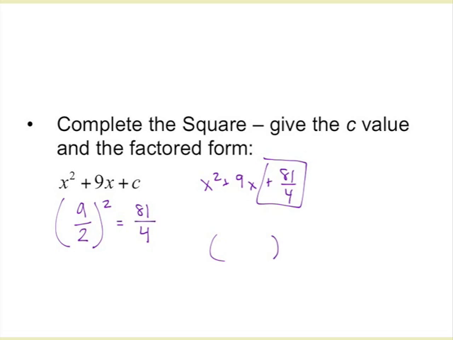Then we factor. What times itself is x squared? What times itself is 81 over 4? Well, we're thinking of square roots, and we learned yesterday when you take the square root of a fraction, you take the square root of the top and the square root of the bottom. So the square root of 81 is 9, and the square root of 4 is 2. We do the sign of the middle, and we square it.